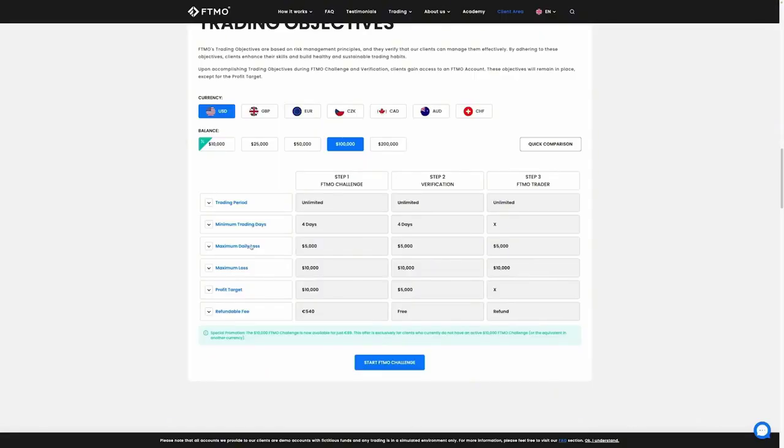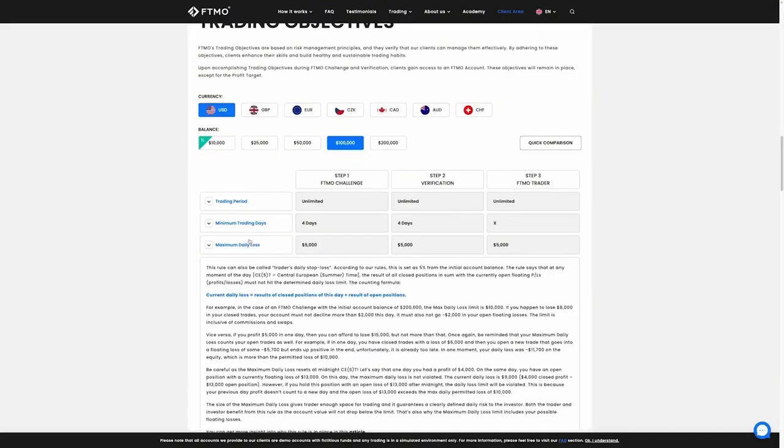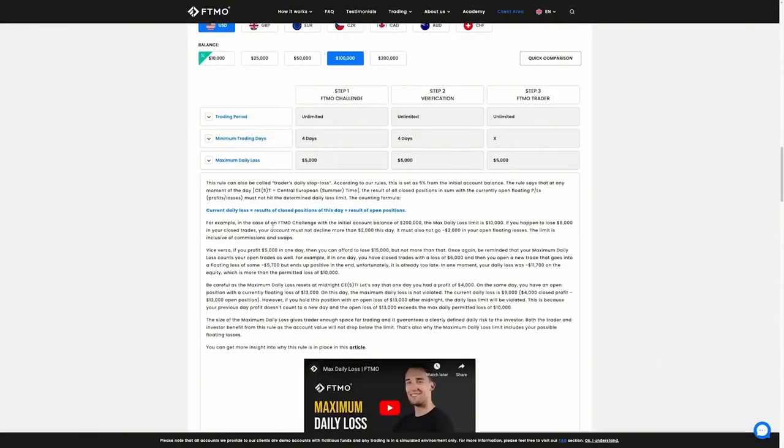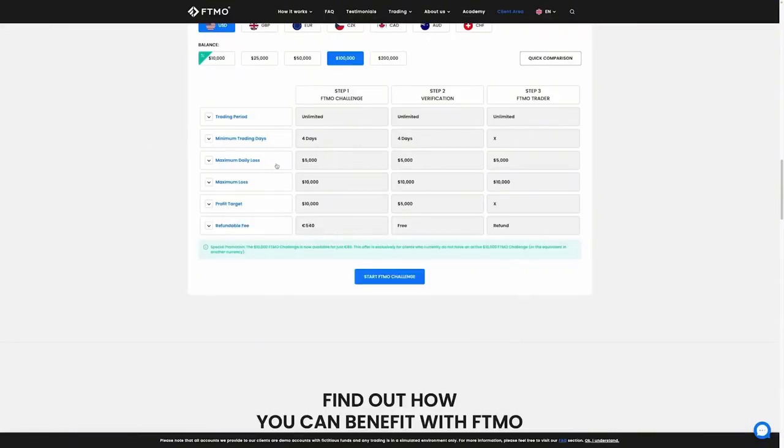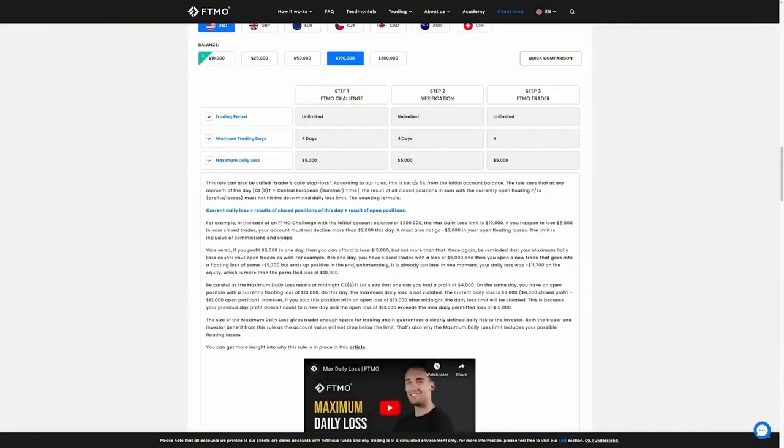Next is maximum daily loss. This one has a little bit of a formula behind it. Your maximum daily loss is 5%. You can see 5,000, that is about 5% of your initial account balance. So this is the formula: results of your closed positions of the day plus the result of open positions. This is very important. A lot of traders neglect this.